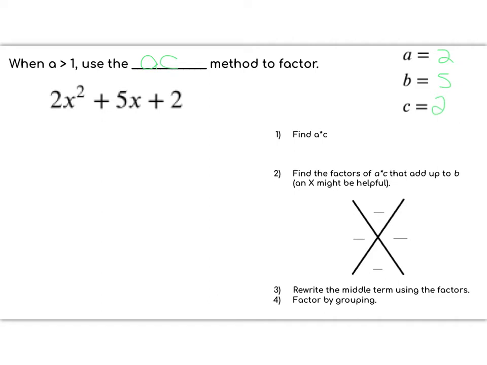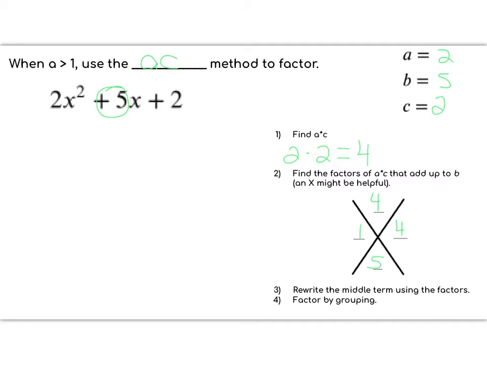And the first thing we need to do is find A times C. So A is 2, and C is 2, and 2 times 2 is 4. So now we need the factors of A times C. So we need a product of 4 and a sum of B. So you want to look at B. We need the numbers that multiply to 4 but add to 5. So that would be 1 and 4.